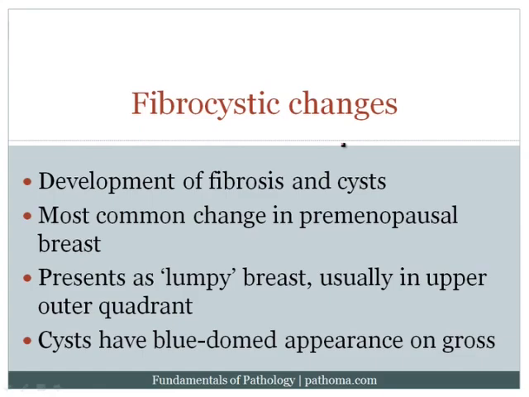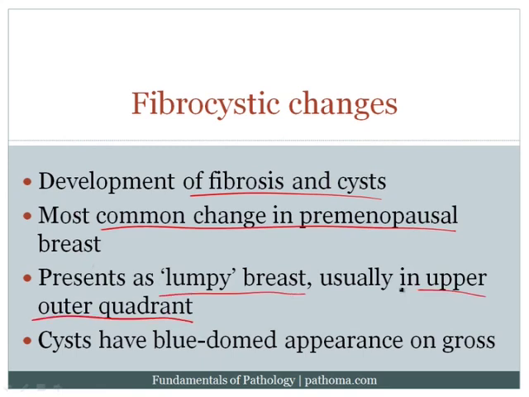And when you look at the tissue on gross exam, you can actually see the cysts, and when you see the cysts, they often have a blue color to them, so we call them blue dome cysts on gross exam. And all of this is stated in your text. I'll just quickly run through it with you. Development of fibrosis and cysts, most common change in premenopausal breast, lumpy breast, upper outer quadrant, and the cysts usually have a blue domed appearance on gross exam. I've explained all of that using the whiteboard already.